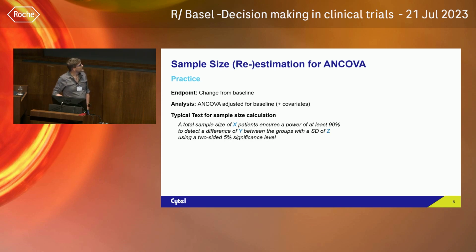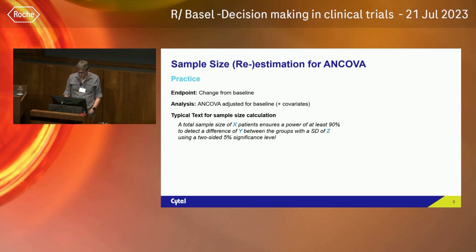But then at second thought: what is actually the standard deviation? Where does this come from? There are three possibilities. It could be the standard deviation of your outcome variable, it could be the standard deviation of the change from baseline, or it could be some kind of adjusted standard deviation back-calculated from the standard error of the LS means of the treatment difference. And so sometimes it is not clearly documented where the standard deviation comes from.